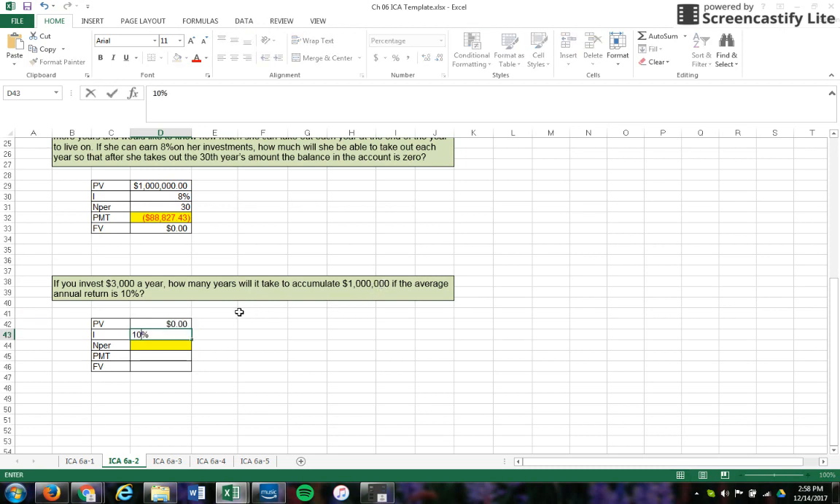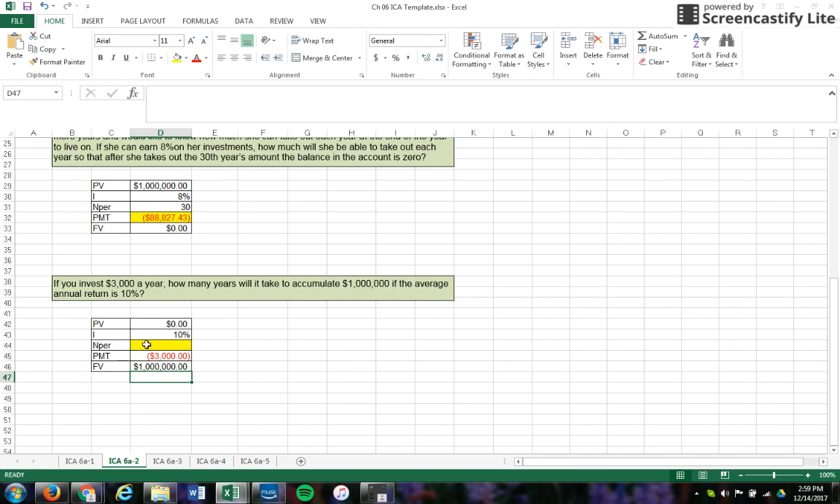We have a 10% interest rate. Our payment is going to be $3,000 every year. Future value would be $1 million. We want to have $1 million in the bank, so we can be like Loretta and take out $88,000 every year for 30 years. All right, so we have that information plugged in.